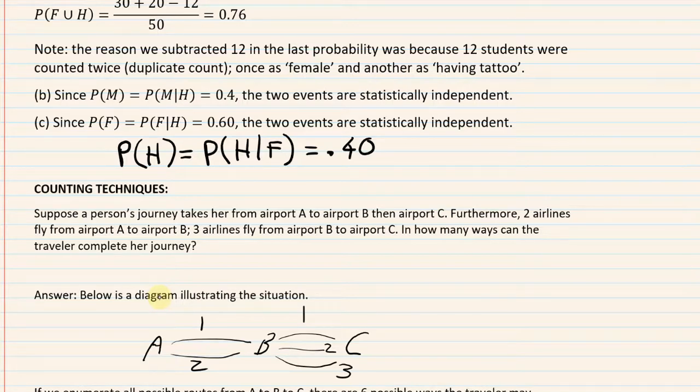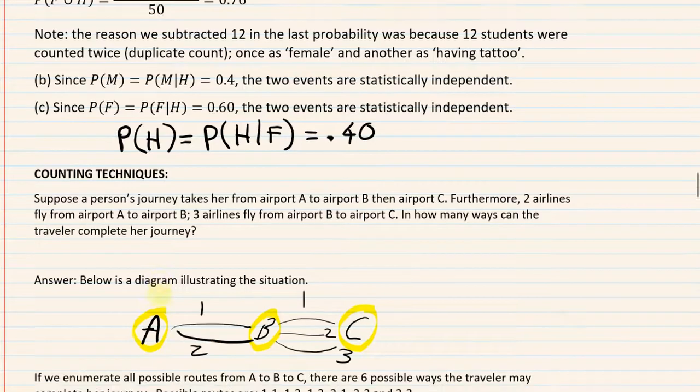Suppose I'm trying to complete a journey from A to C. So I have A, and I had a line here. There you go. I'm trying to complete a journey from A to C, and I have to go through B. There are 2 ways to go from A to B and 3 ways to go from B to C. Now the question is, how many ways can I complete this journey?